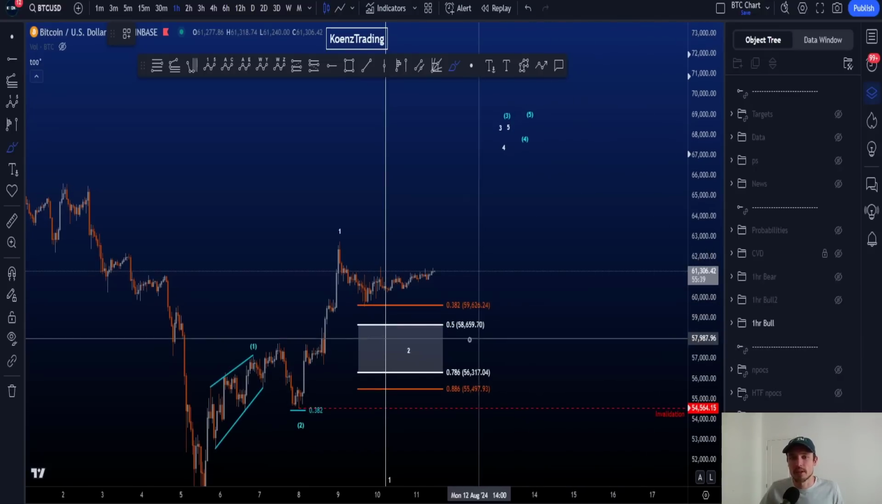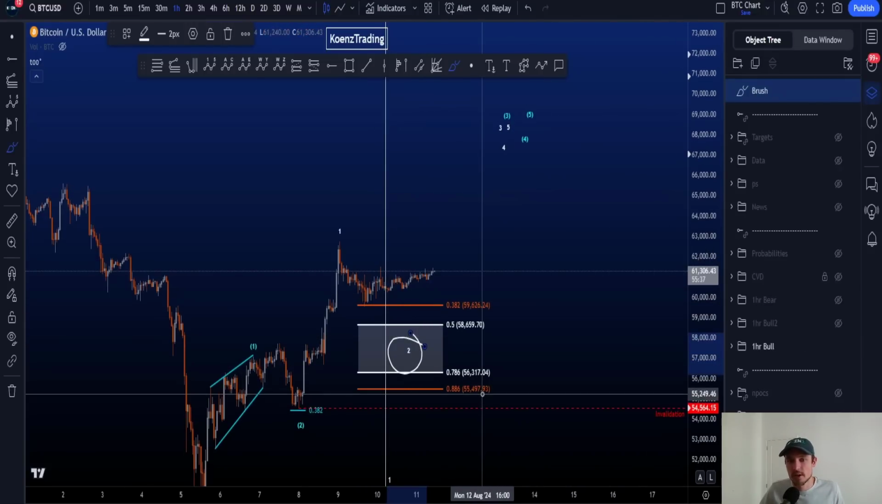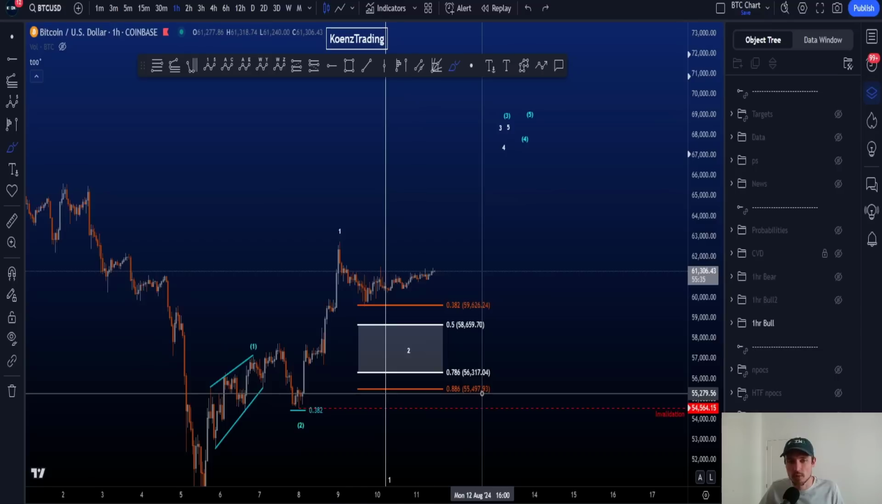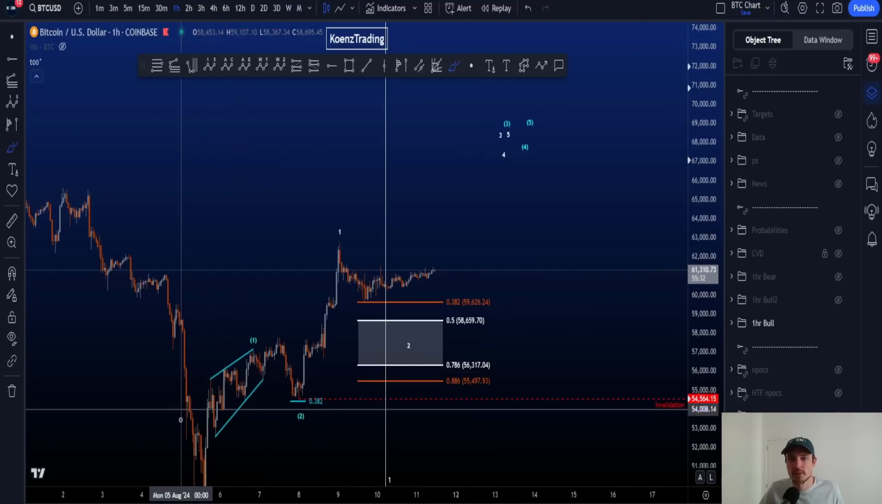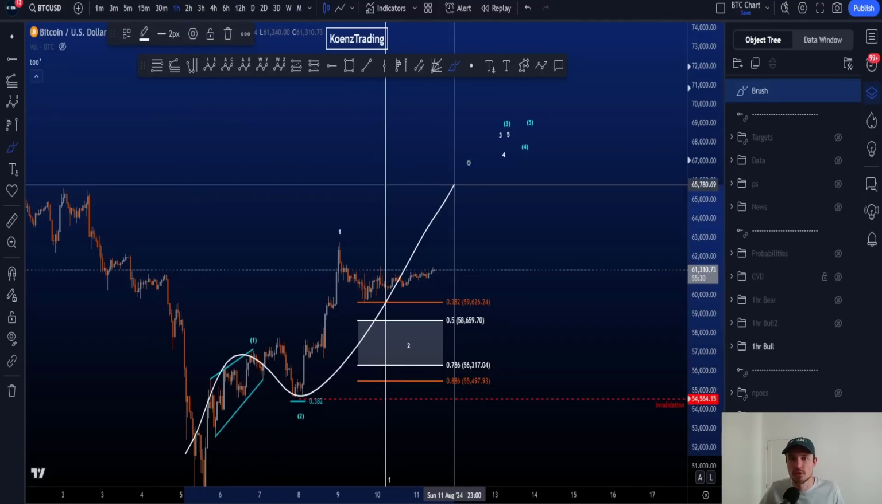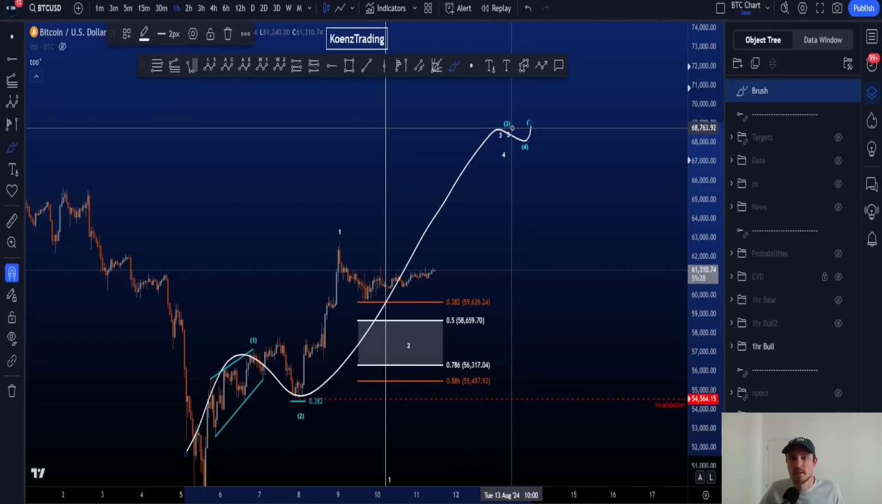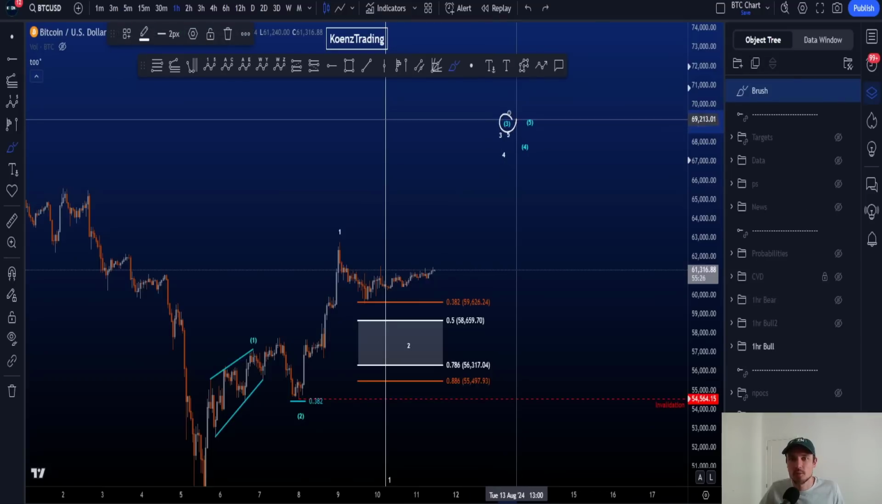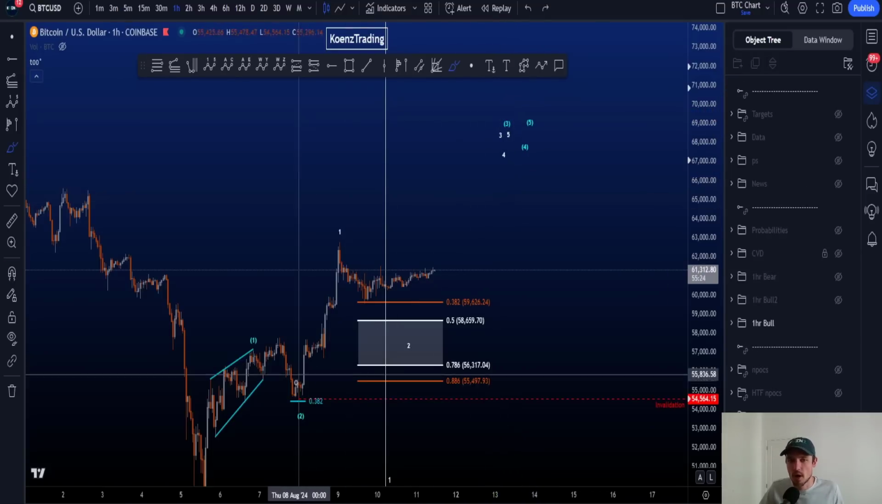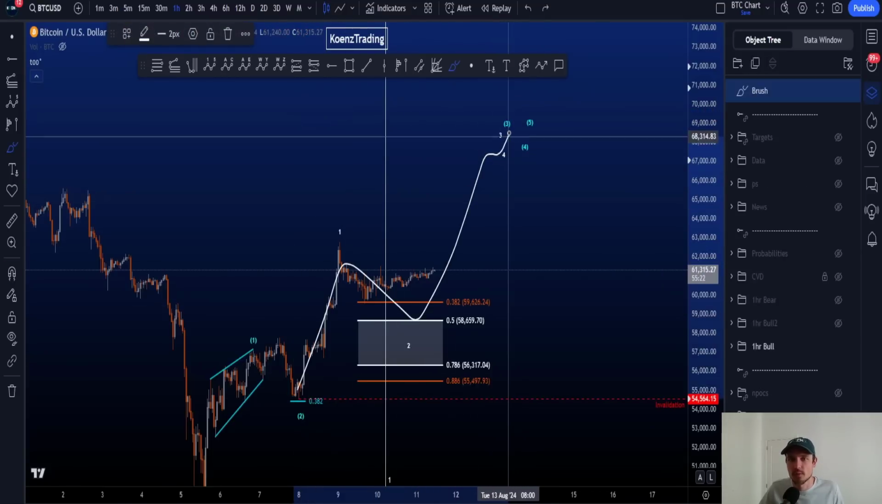Now, by all means, when we look at this wave 2 in white, we call it a lower degree wave 2. So the higher degree count is the blue count, 1, 2, 3, 4, 5. And inside the blue wave 3, we have the lower degree white count, 1, 2, 3, 4, 5.